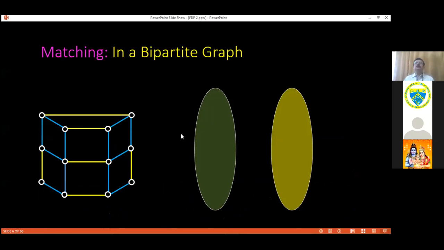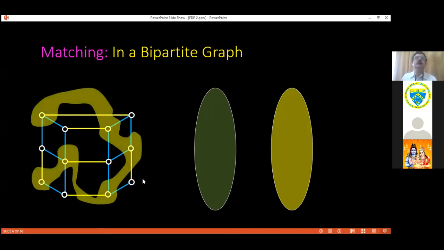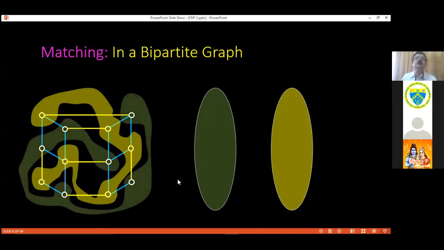Now, what I told is very important: the bipartite graph. We are now going to study matchings in a bipartite graph. Is this graph bipartite or not? Let us see now. Let us collect some vertices in a set consisting of only these vertices. The remaining vertices form another set consisting of only these.